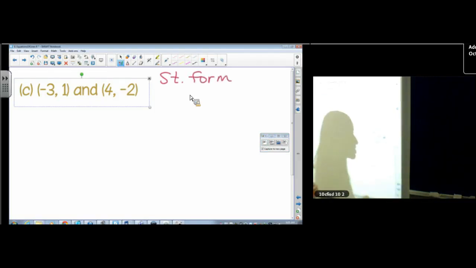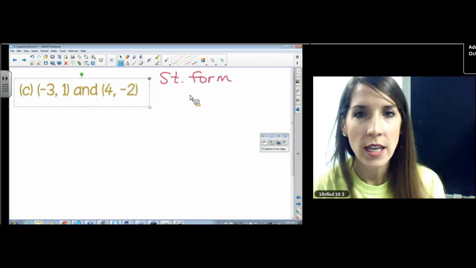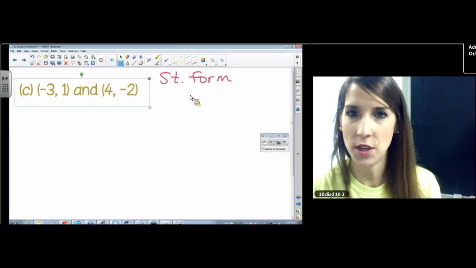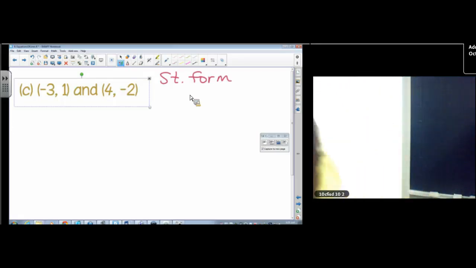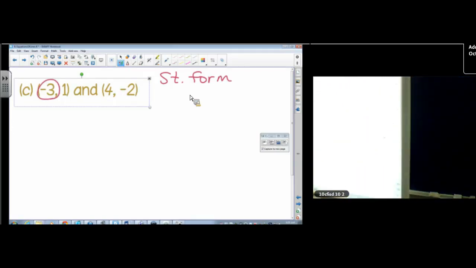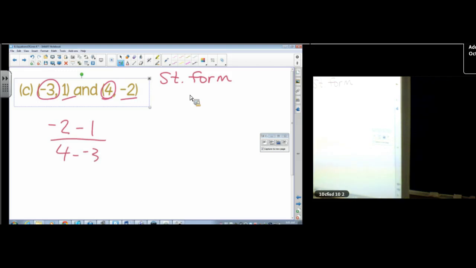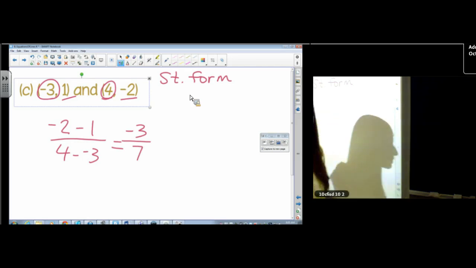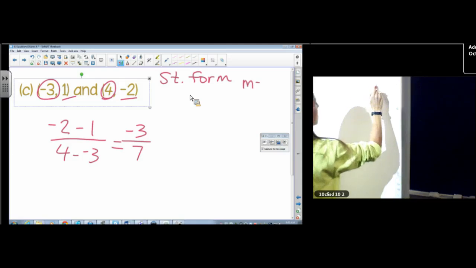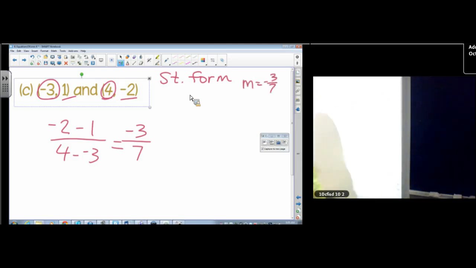To write an equation, we at least need a point and we need a slope. We don't have a slope yet. So step one is going to be to find a slope. Circle your x's and underline your y's. Let's find a slope. y minus y over x minus x. So that would be negative 3 over 7. So our slope is negative 3/7, okay? M is negative 3/7. I'm going to erase this for some room.